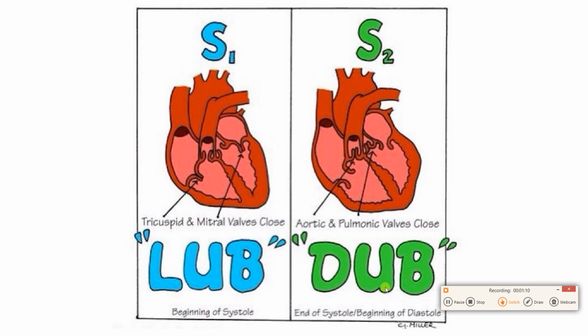So we can hear those two sounds. Those two sounds happen once per heartbeat. So of course, if we're listening to somebody's heart, we can hear those sounds, hear those valves closing, and we could, of course, figure out their heart rate.